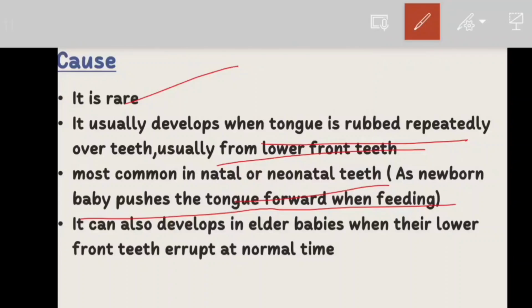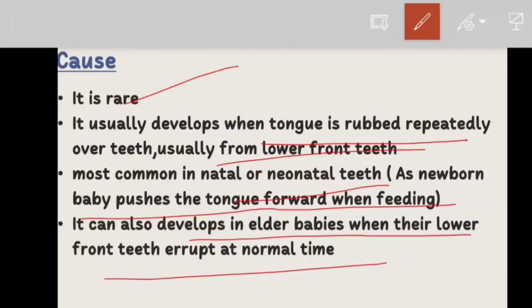Okay. A simple example: imagine a sharp edge repeatedly rubbing against your skin. What will happen? First irritation, then injury, and eventually an ulcer or wound may develop. The same basic mechanism occurs here. And it also develops in older babies when their lower front teeth erupt at the normal time. So the condition is not restricted only to newborns. It can also develop in older babies when the lower front teeth erupt at the normal time.